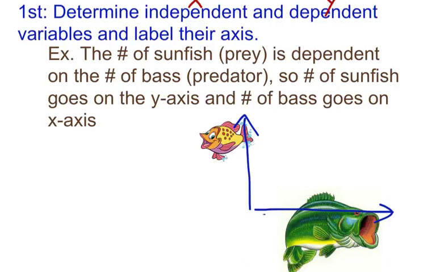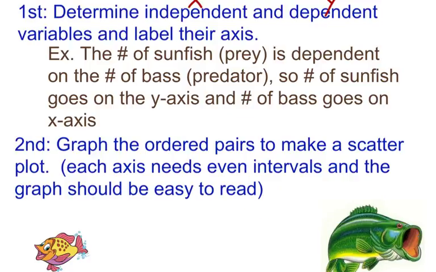Alright, our next step is we're going to graph the ordered pairs to make a scatter plot. So graph the ordered pairs to make a scatter plot. Each axis needs to have even intervals, and the graph should be easy to read or easy to interpret. That means you want to take up most of the space you have in your graph.